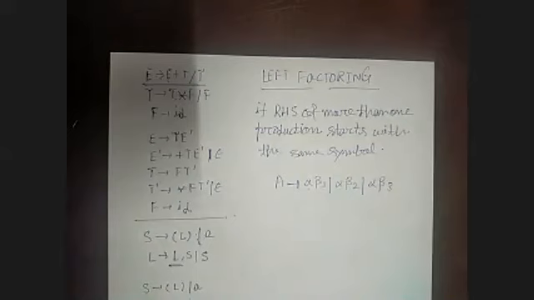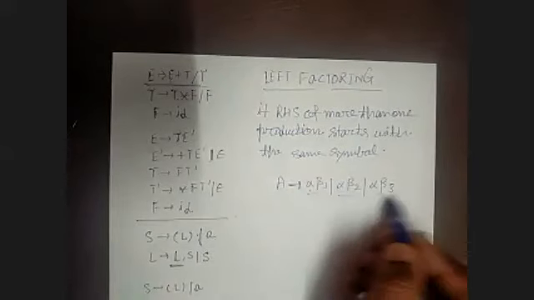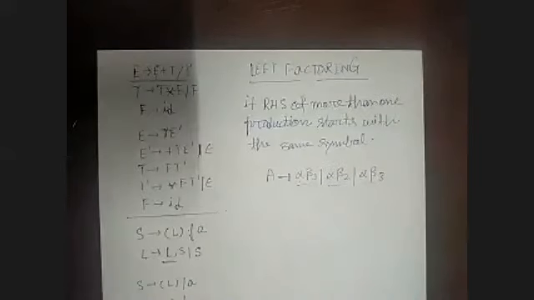So how to eliminate this common prefix? The question arises why we remove left factoring. The root cause of removing left factoring is that the top down parser faces a problem. If you talk about alpha beta 1, alpha beta 2, alpha beta 3, the top down parser cannot decide which production must be chosen for parsing the string. So that is the main cause.